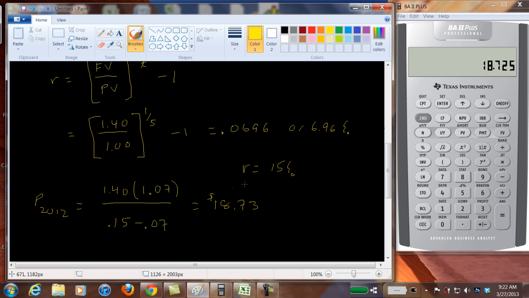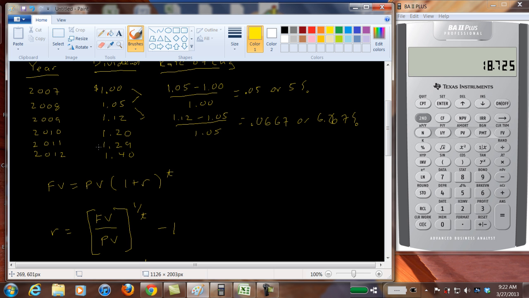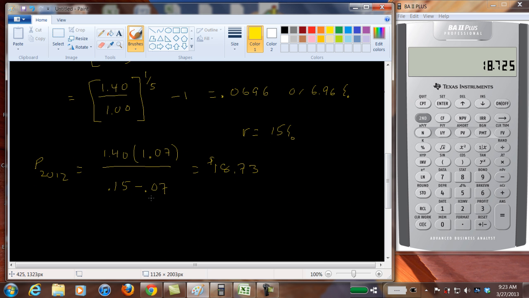And so that's it. If you're given a stream of dividends and you want to figure out the growth rate, there's a couple of ways to do it. Figure out the rate of change from each period and then take an average, or you can simply look at what interest rate will take the first dividend to the last dividend. So in this case, in 5 years, this is the present value and this is the future value, and then you can substitute it into your equation for finding the price of the stock.